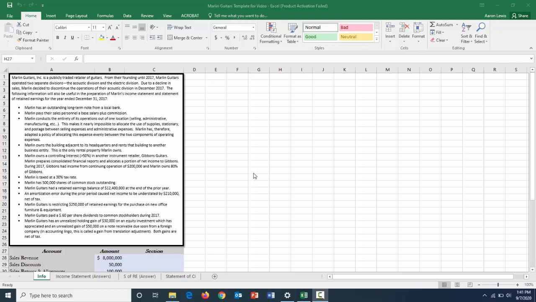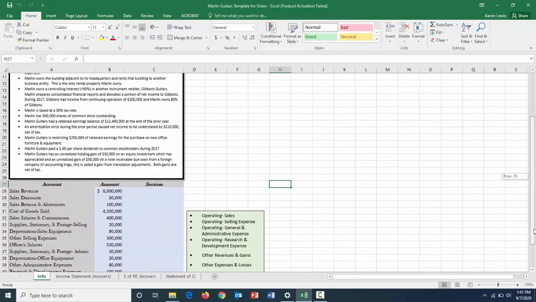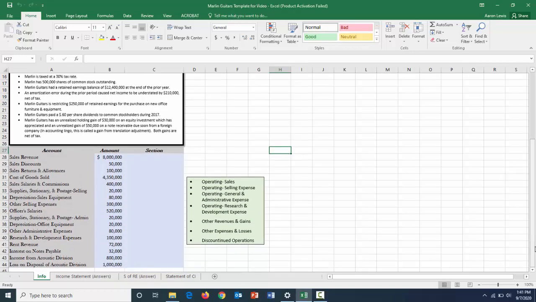Wow, that's a lot of information, and we got even more. We got a bunch of stuff down here that we need to figure out what to do with. It's the information we're going to need to prepare these 3 financial statements. So let's break this down piece by piece.